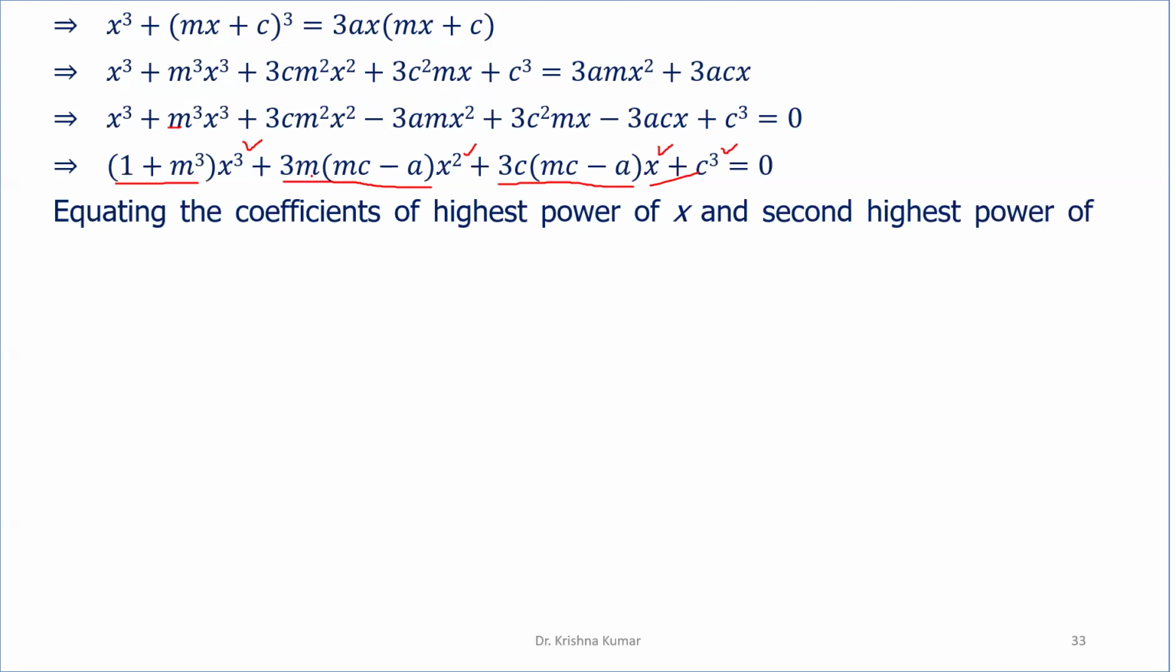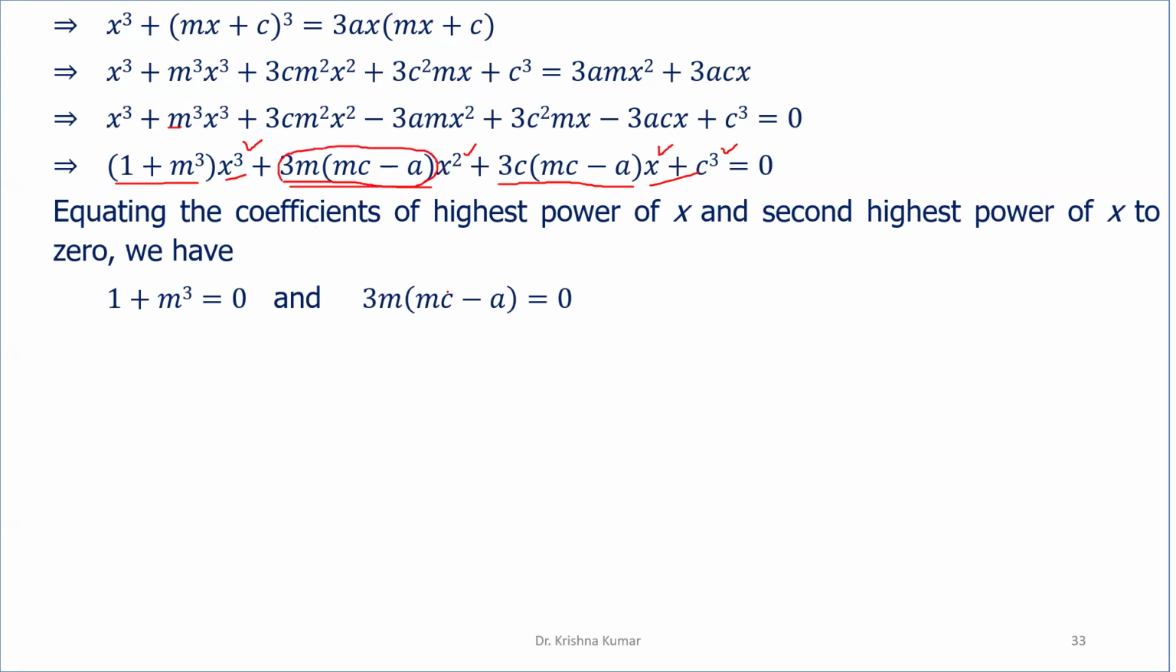So how to get it? Equating the coefficient of highest power of x and second highest power of x to 0, what is the highest power of x? It is x cube. What is its coefficient? 1 plus m cube. So let us put 1 plus m cube equal to 0. And what is the second thing? 3m into (mc minus a). This is the coefficient of x square. So let us again equate it to 0.